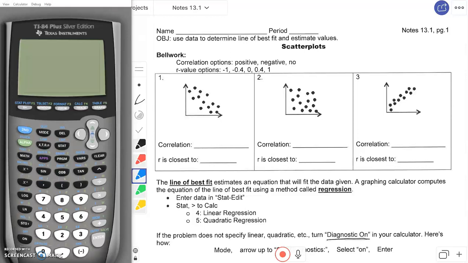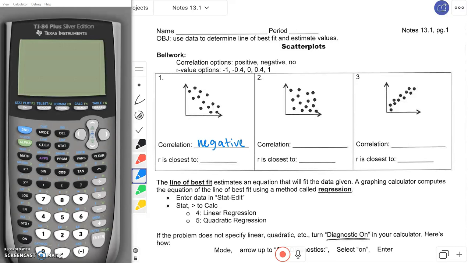All right, we're looking at scatter plots. This is Notes 13.1. Kind of reviewing back through on your bell work and such, we're looking at different correlations and different R values, which was our correlation coefficient. Your correlation is just the direction that it's going. So on number 1, I had a negative correlation since my Y values were decreasing as X increases.